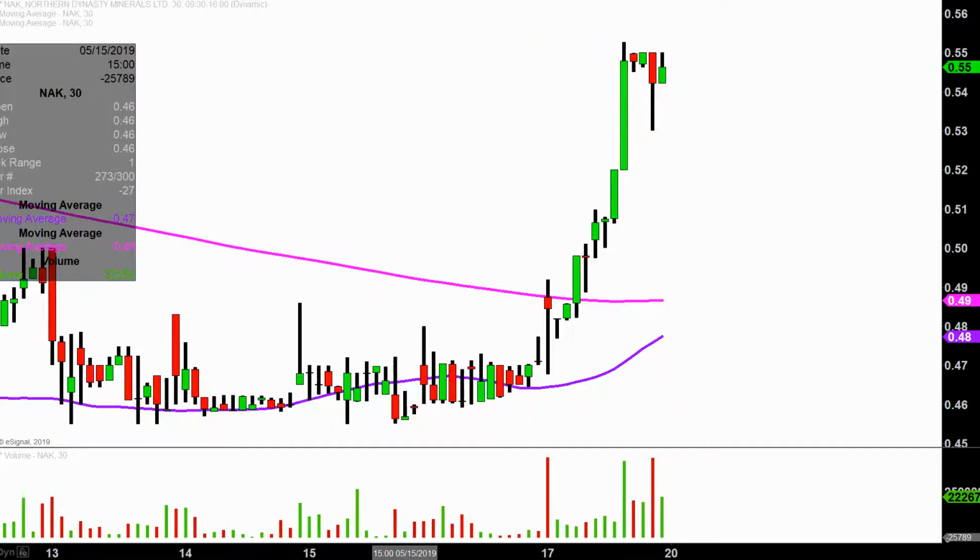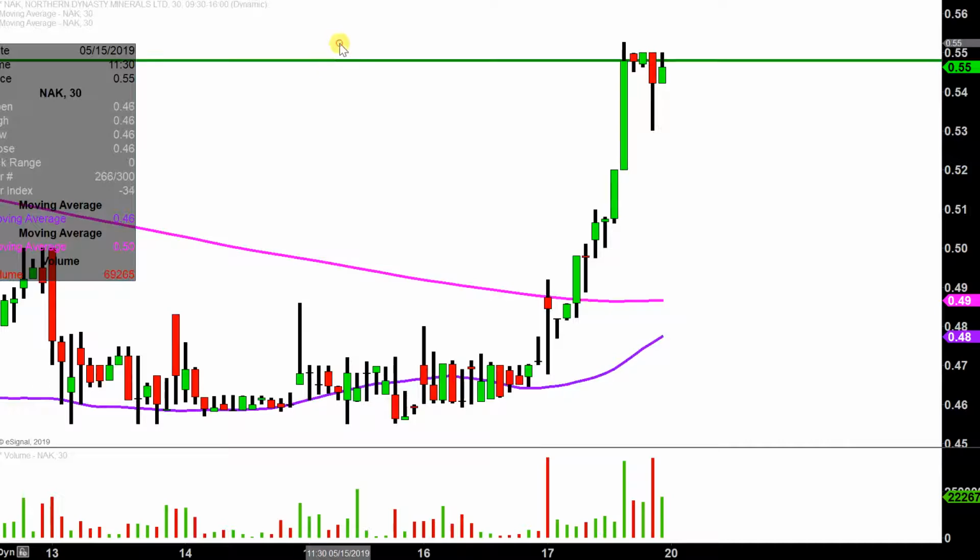And I don't mean to state the obvious, but definitely a very nice move, not only from the price action perspective, but you look down here at the volume and well above average volume on the day. So let's map out some areas of support, and then we can talk levels of resistance.